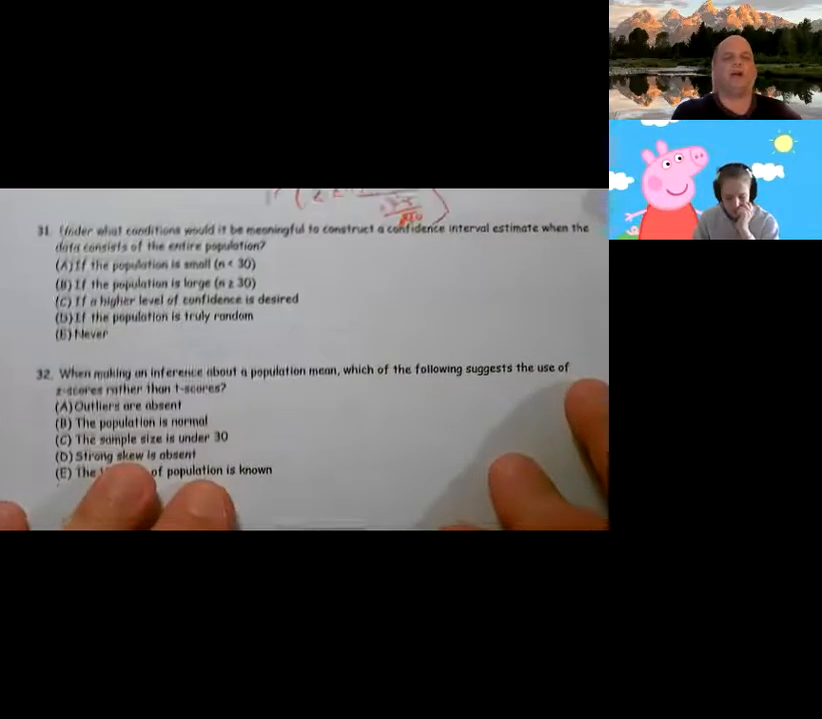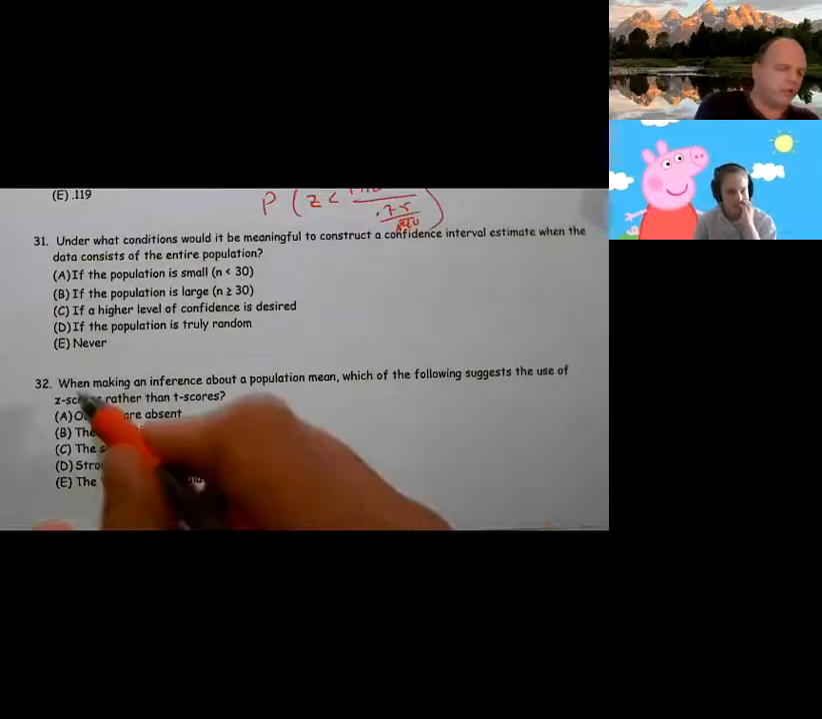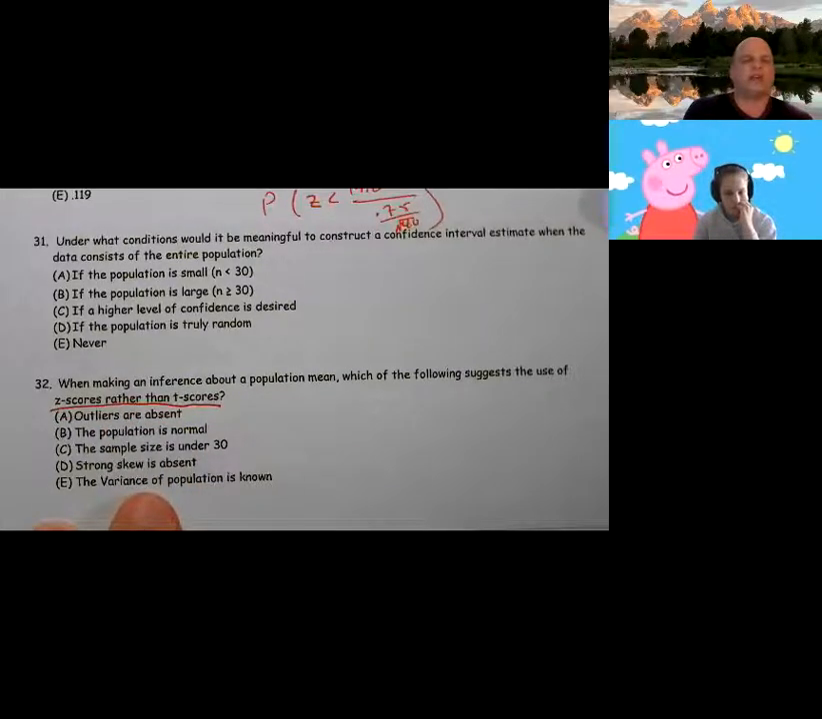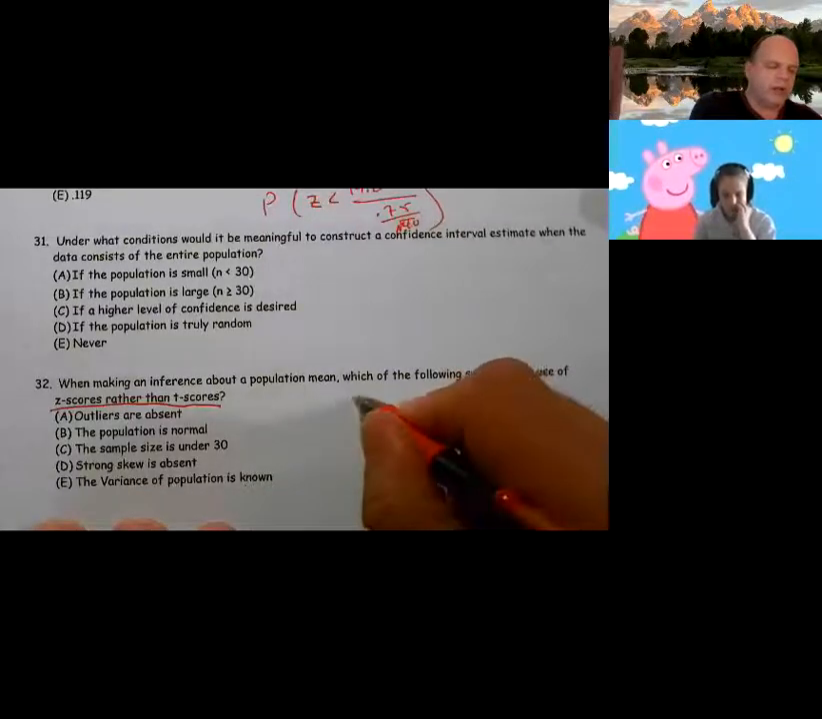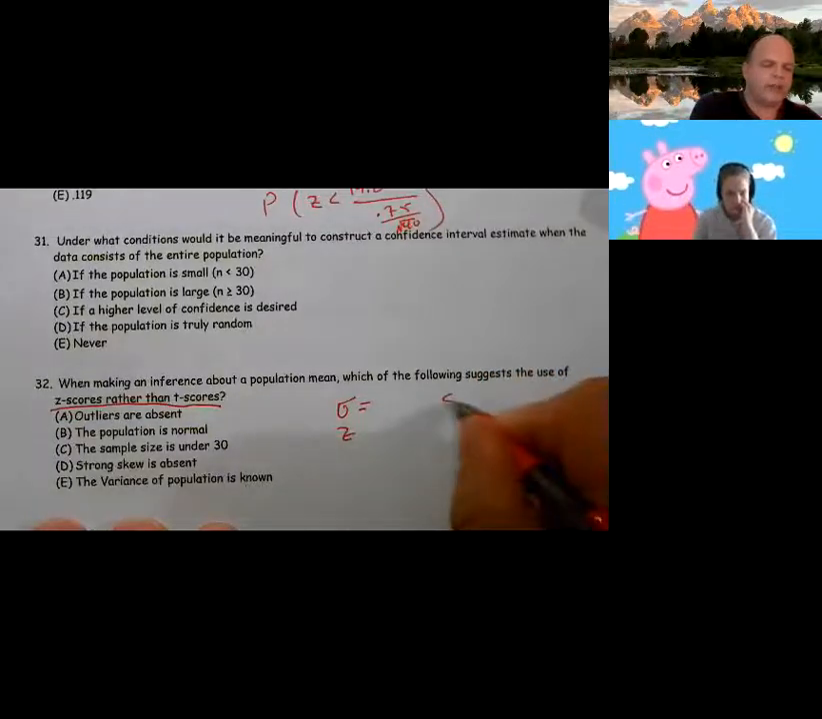When making an inference about a population mean, which of the following suggests the use of a z-score rather than a t-score? Super important concept. I'm so glad this got asked. All right. The variance of the population is known. So if we know the standard deviation of the population, this is a z. If we have to use the standard deviation of the sample, it's a t.